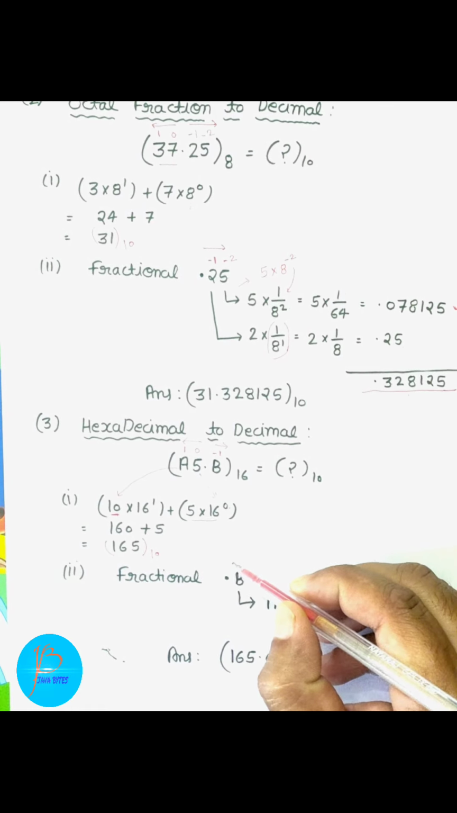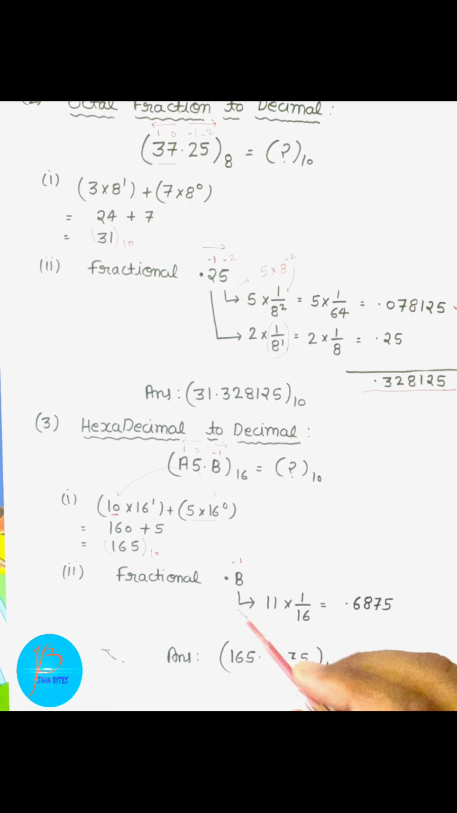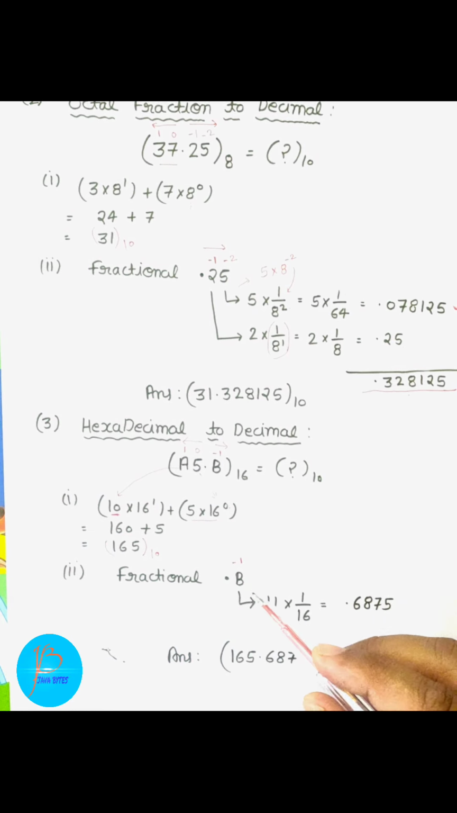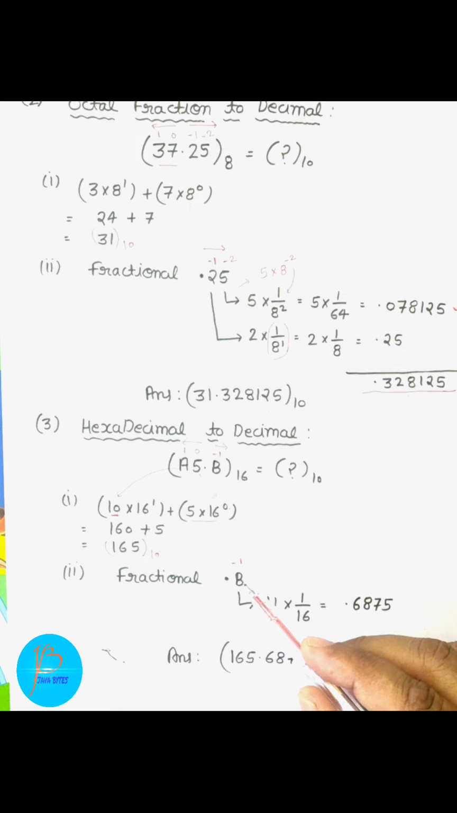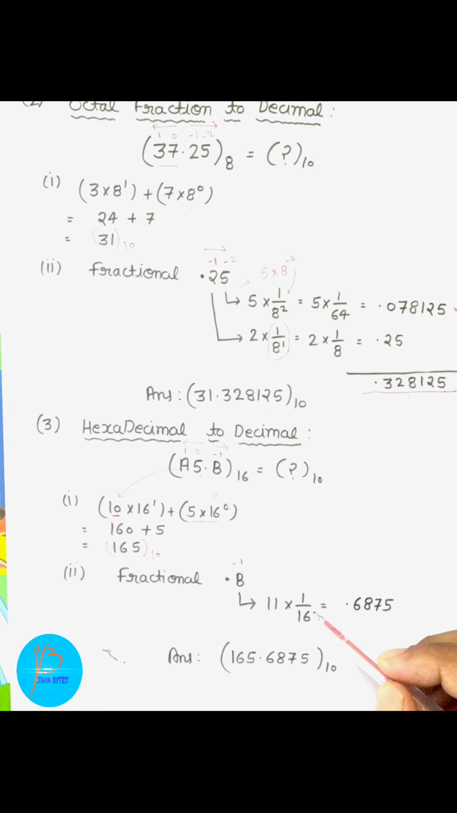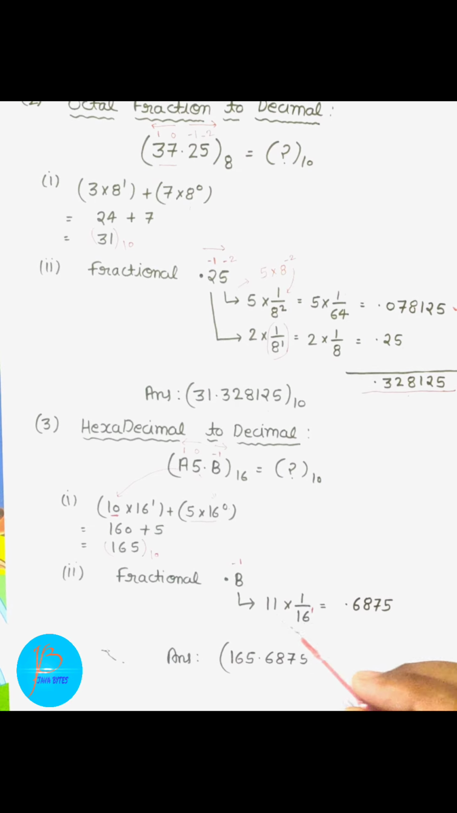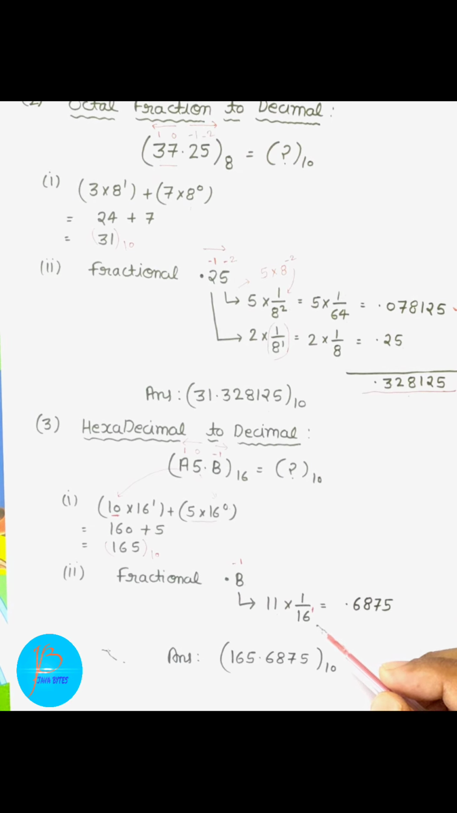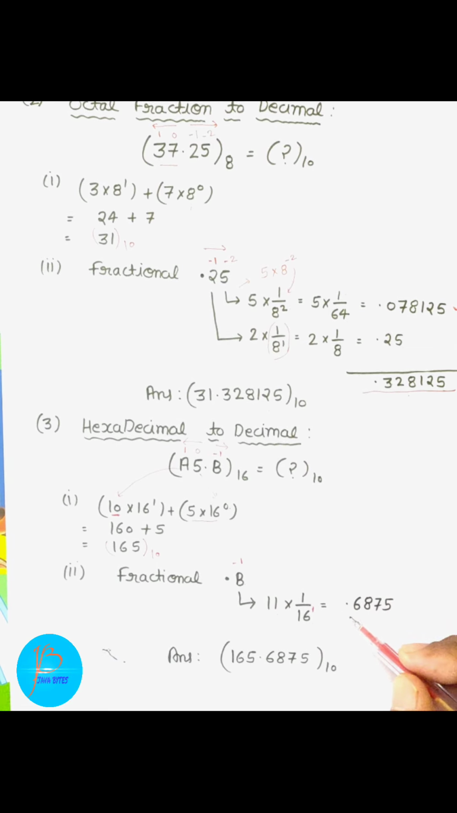Okay now, so you know that the power raised on B is -1. So how you are going to calculate: you know that B stands for 11, so you will write down 11 multiplied by 1 by 16 to the power 1, and 16 to the power 1 means children 1 by 16. Okay, and when you calculate it with the help of the calculator, you will get the result as 0.6875. Okay, and it is the result of your fractional part.